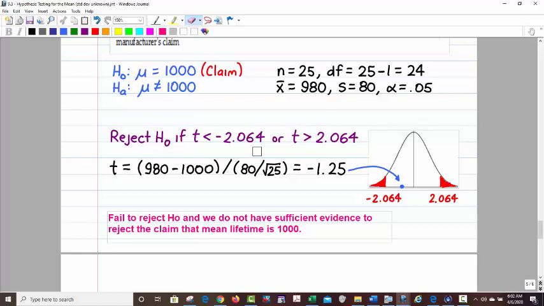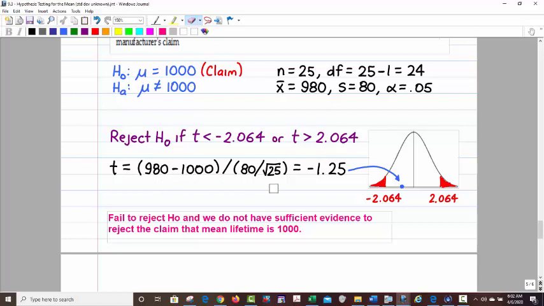But my MyMathLab homework, it might want 4, it may not. Just as you well know by now, just do whatever it tells you to do. So we're going to reject the H0 if t is less than negative 2.0639, I'll just say it that way, or if t is greater than 2.0639.